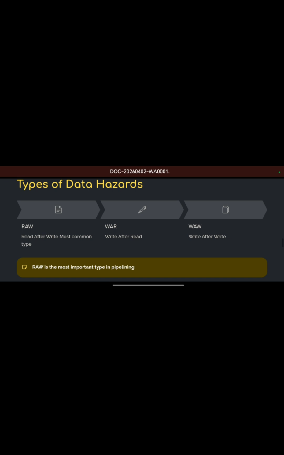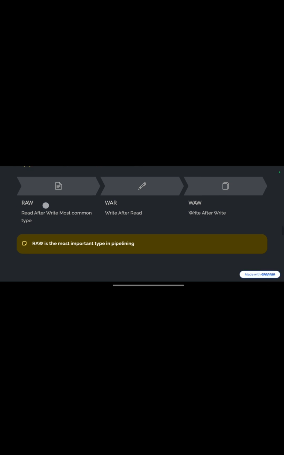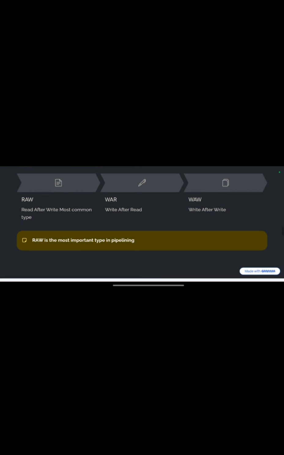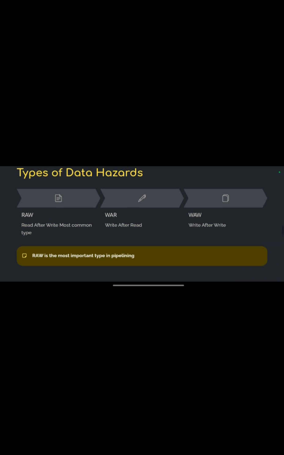Let's see the types of data hazard. Data hazards are of three types. First one is RAW, which means read after write. This is the most common type: an instruction tries to read data before it is written. The next type is WAR, which means write after read. Here an instruction writes data before another instruction needs it. The next type is WAW, which means write after write. Here two instructions try to write to the same location. Among these, the RAW hazard is the most important in pipelining.